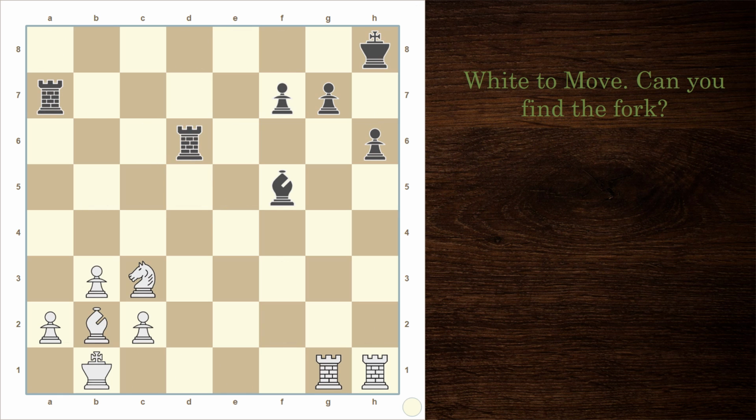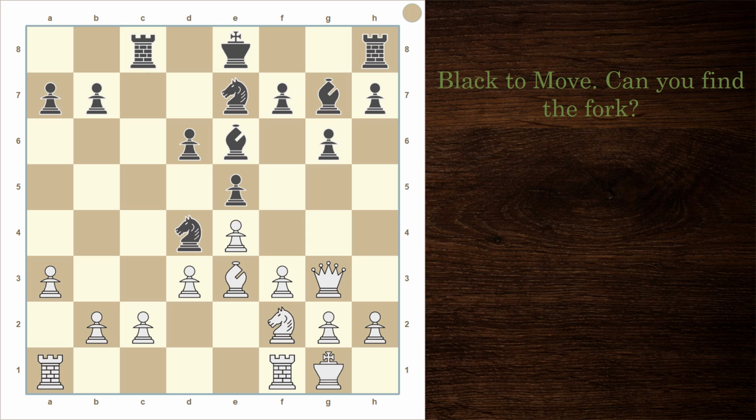Okay, so it's white's turn to move in this situation, and can you find the fork? Pause the video. I'm going to go ahead and move forward, but pause the video, see if you can find it out for yourself. Okay, the fork is here, knight to b5. So the knight moves here and is attacking both rooks. Only one rook can move away. Even if the rook moves here, for instance, to protect the other rook, he's still going to lose a rook for a knight, so he's going to lose a better piece.